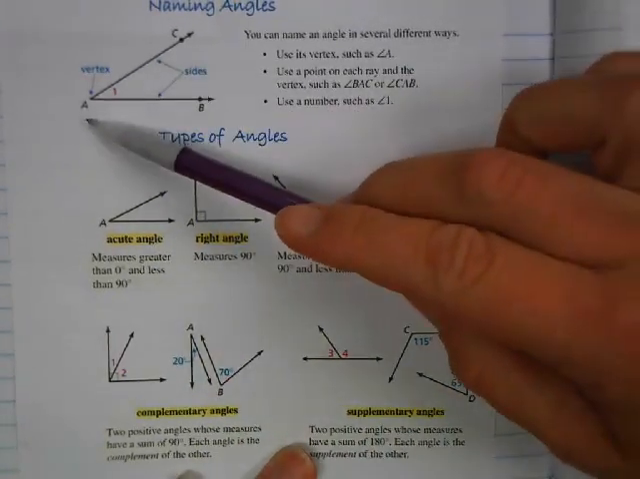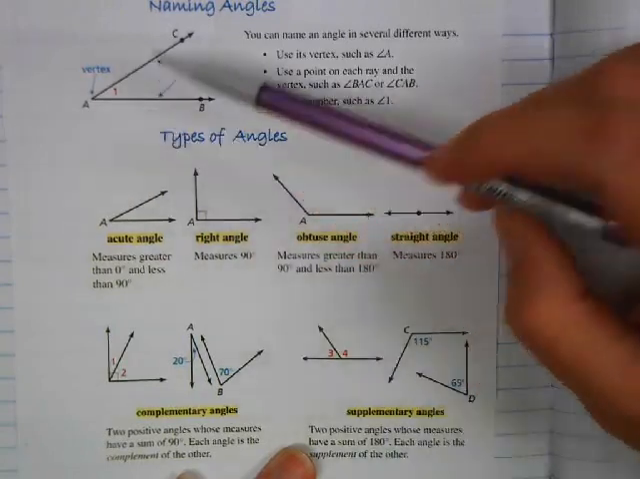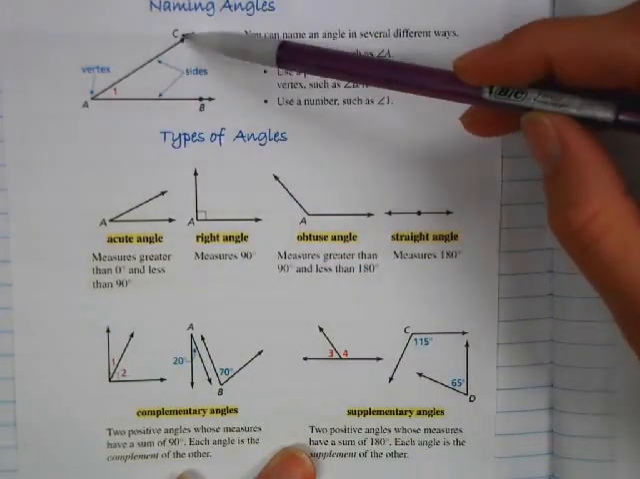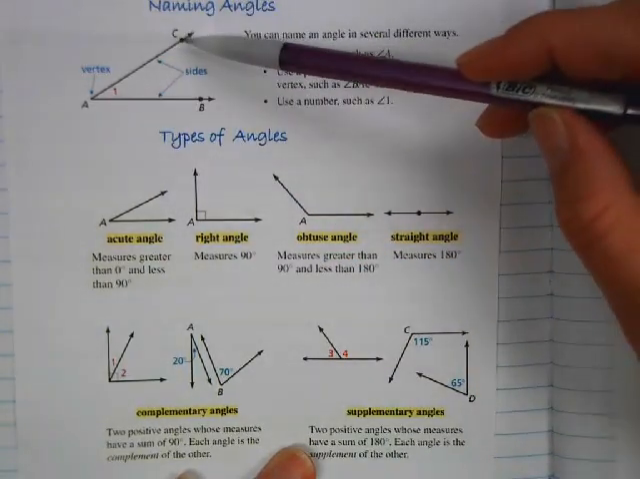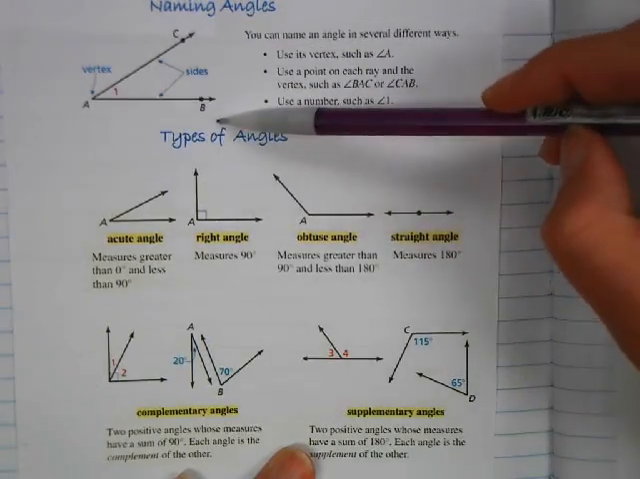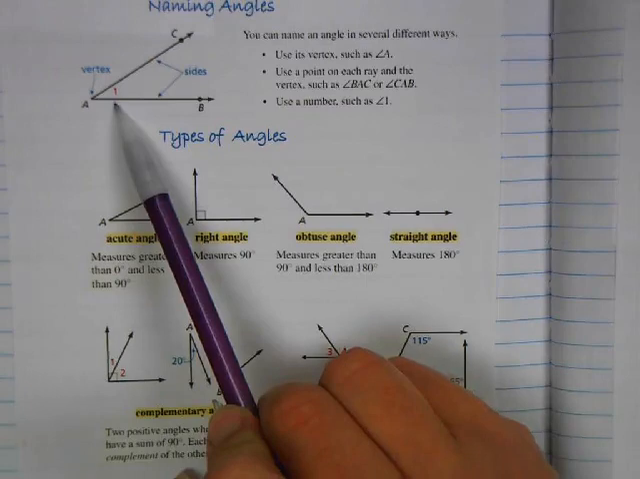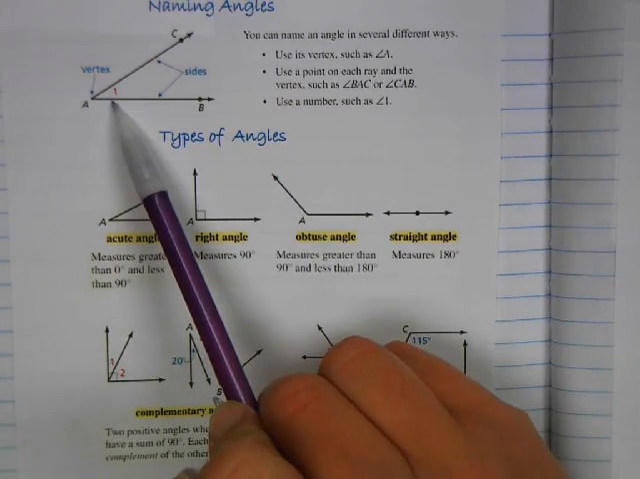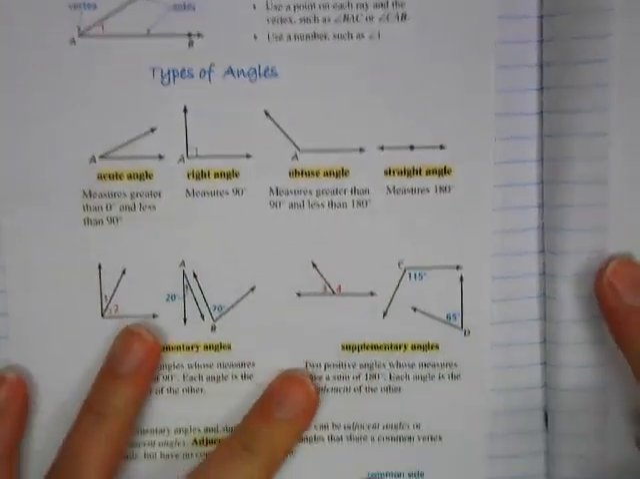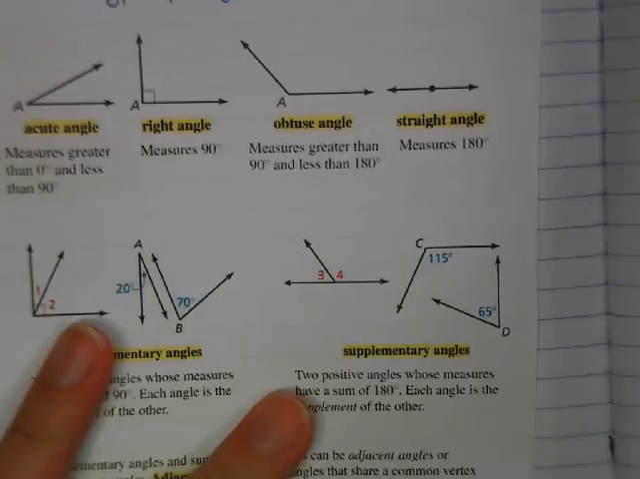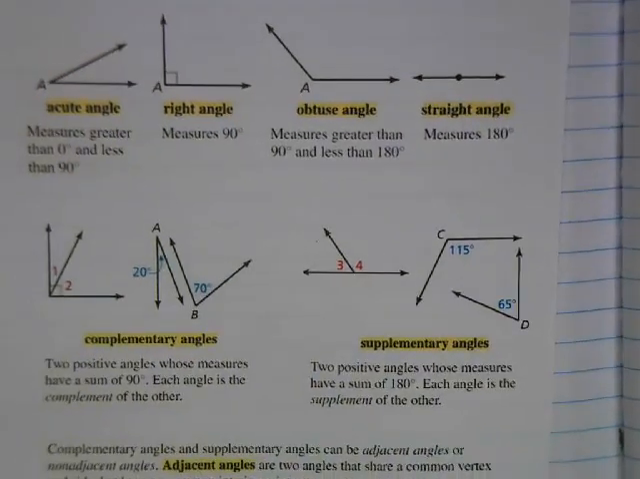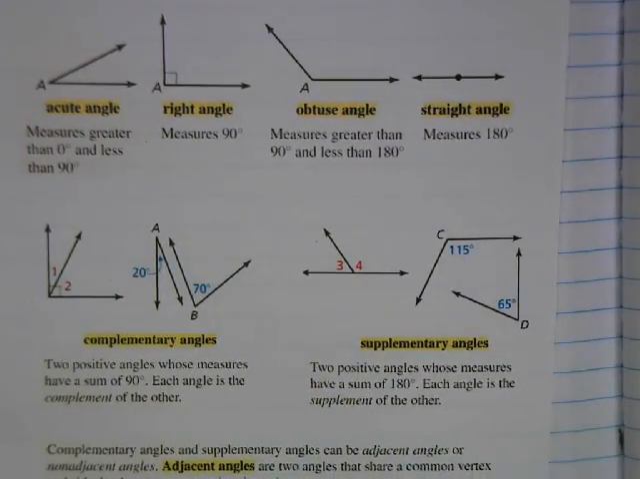So you can name it by the vertex, call it angle A. You can also use a point on each ray, and you can call it angle CAB or angle BAC. And then you can also use the number associated with the angle and call it angle 1. You also have the different types of angles: acute, right, obtuse, and straight.